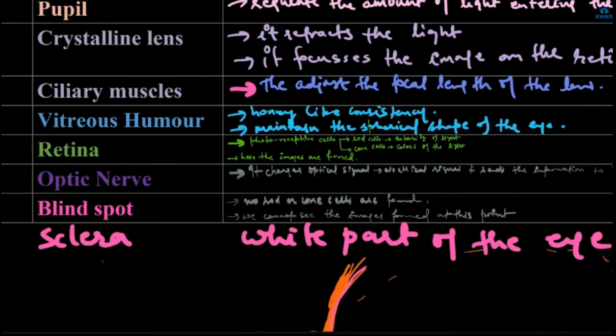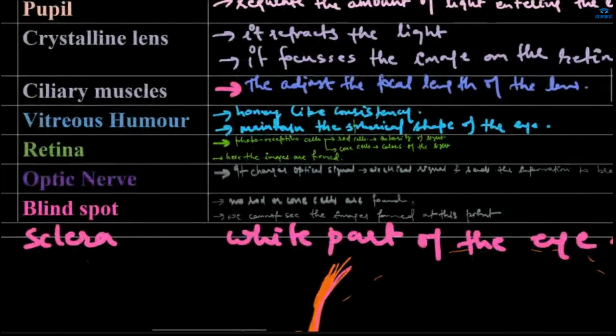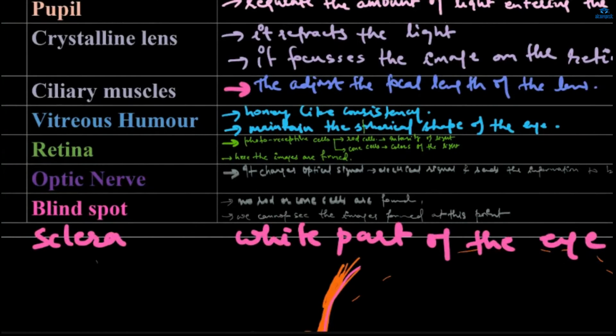Now retina with ciliary muscles and crystalline lens. We're going fast because I have already done this; I am just revising it. Okay. Vitreous humor is what? It has honey-like consistency, just like honey.